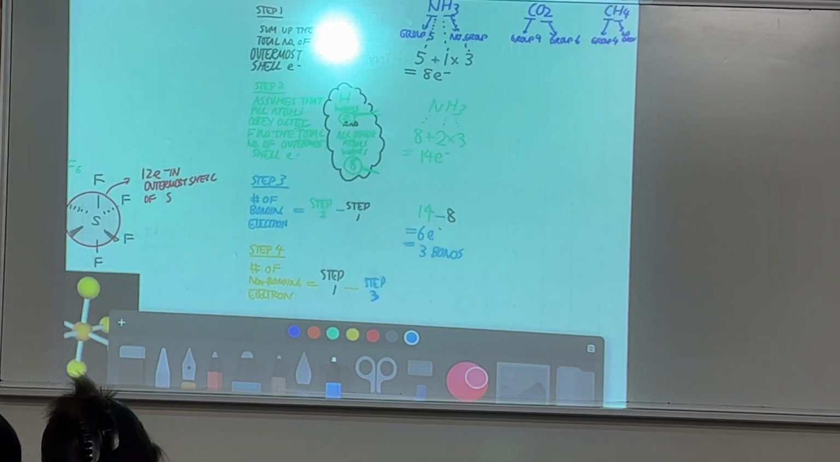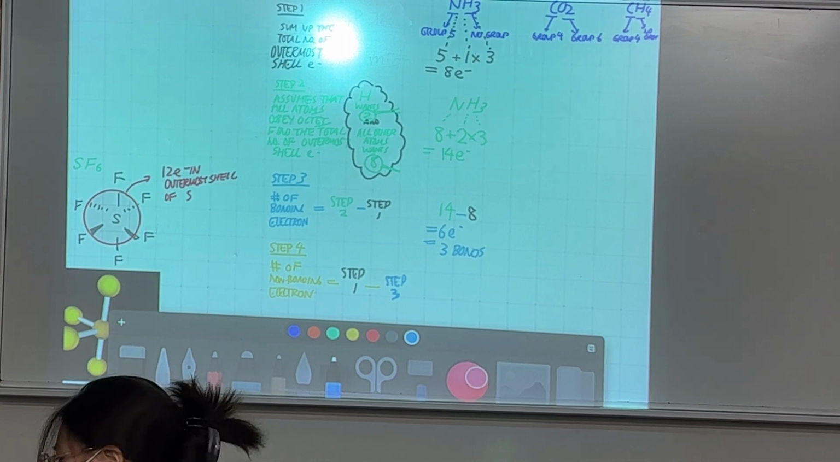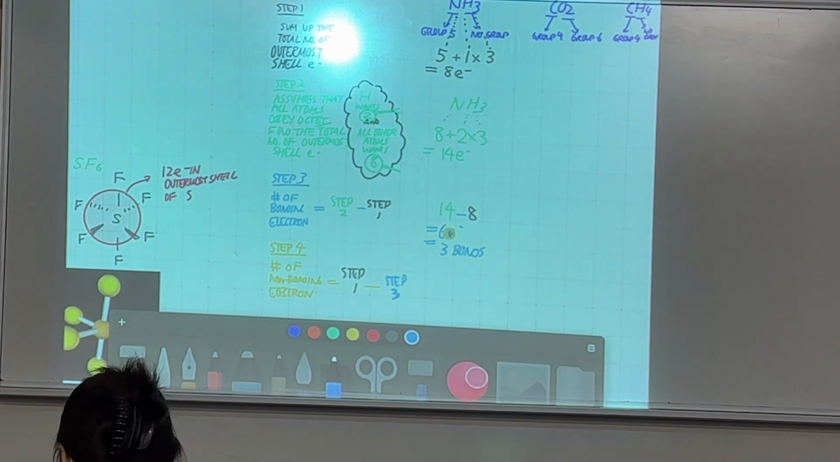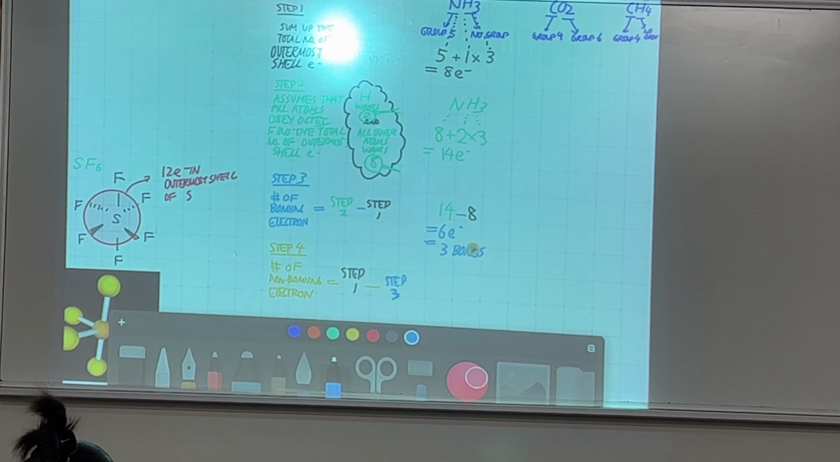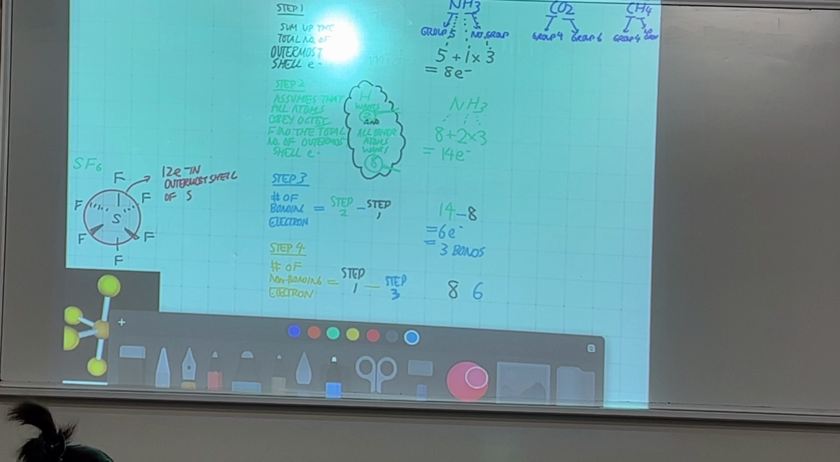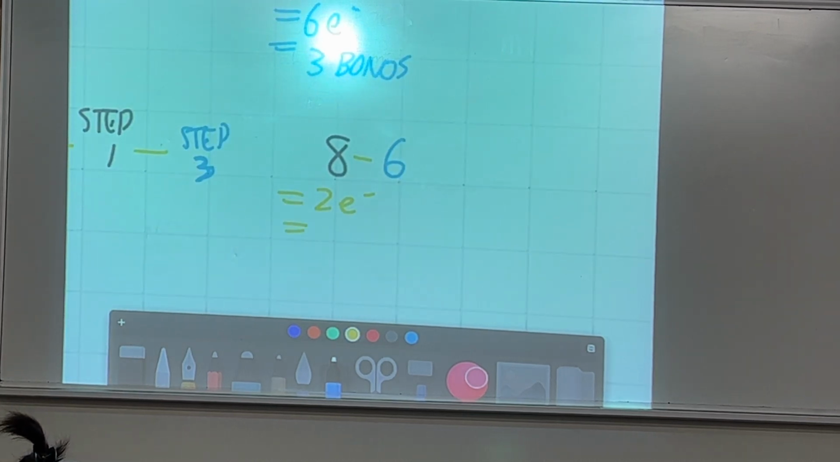Finally, when you subtract the answer from step 1 and 3, what do you get? Be careful, like I mentioned, you don't subtract things of incompatible units together. You are subtracting 6 electrons from 8 electrons. You are not subtracting 3 bonds from 8 electrons, because they don't have compatible units. So what is the answer? 2, yes. 8 minus 6 gives 2. How many lone pairs does 2 electrons translate to? 1 lone pair.